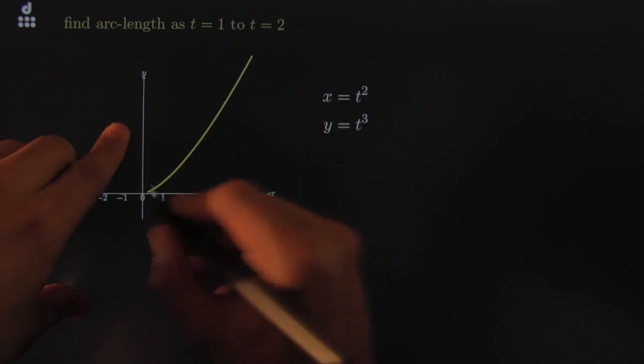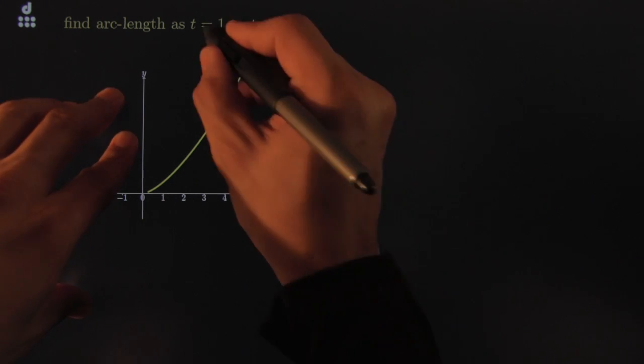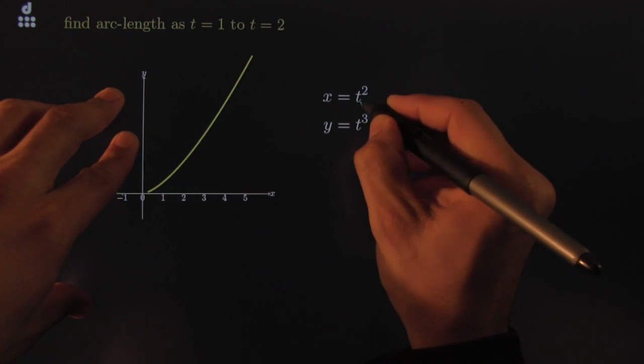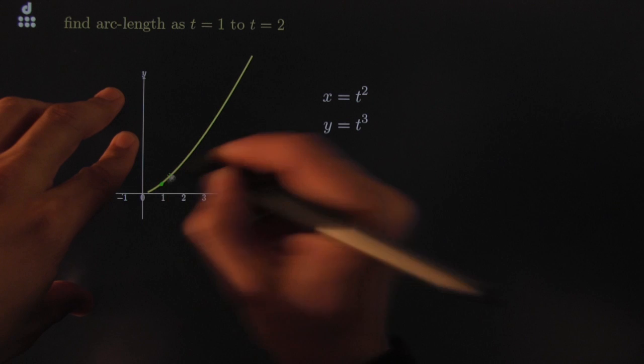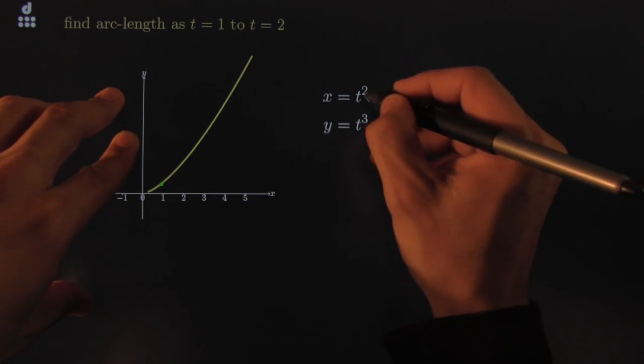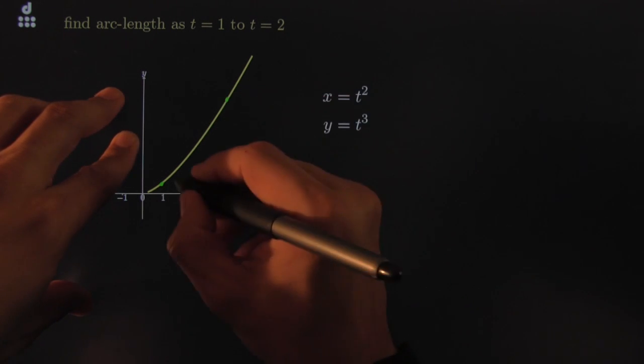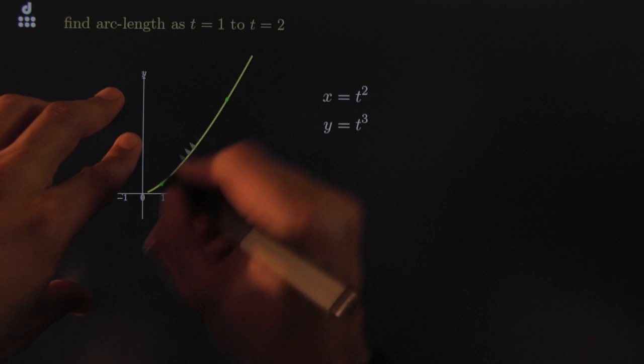So in this case, we've got some standard parametric equation. We've got our boundaries here: t equals 1 would mean x is equal to 1. When t is equal to 2, x is equal to 4. So we're doing this piece right here. We're trying to figure out how long this piece is.